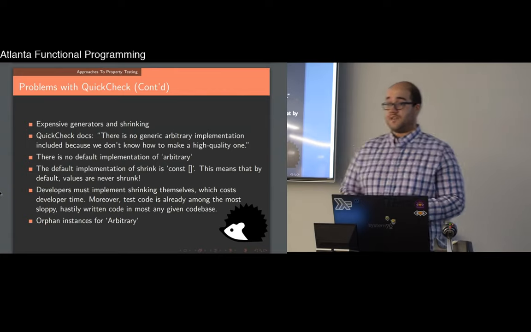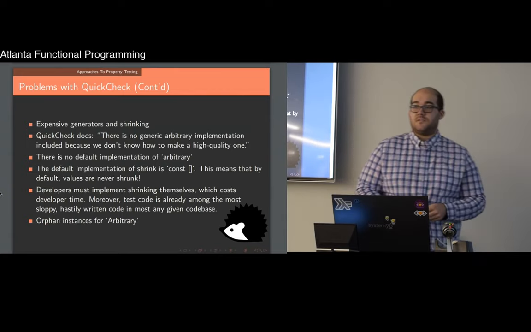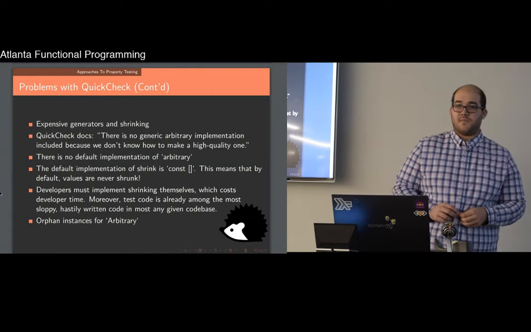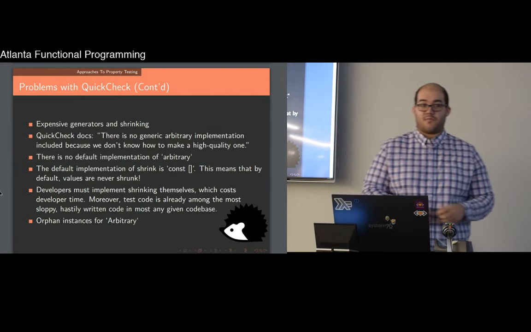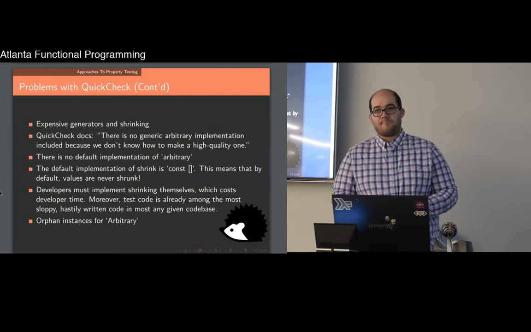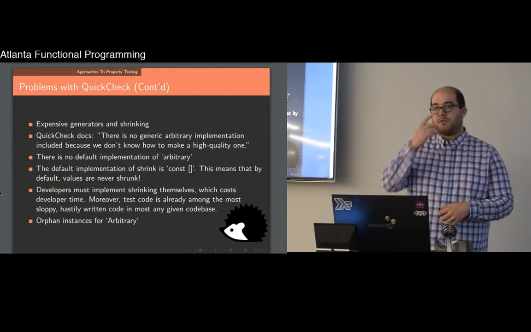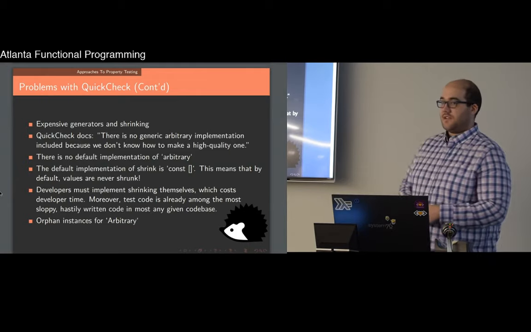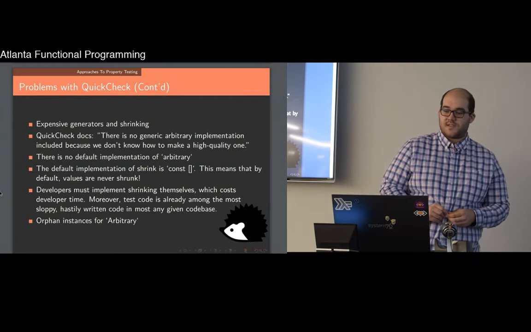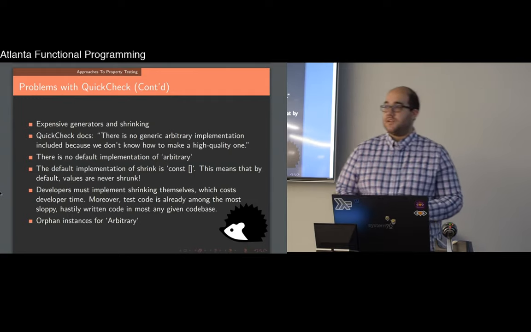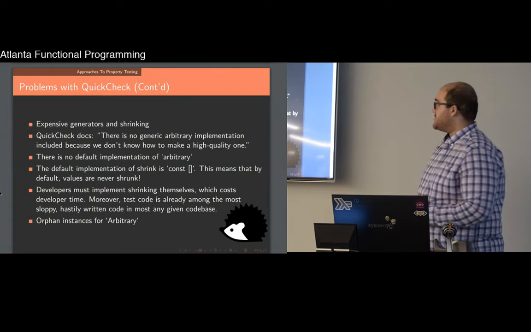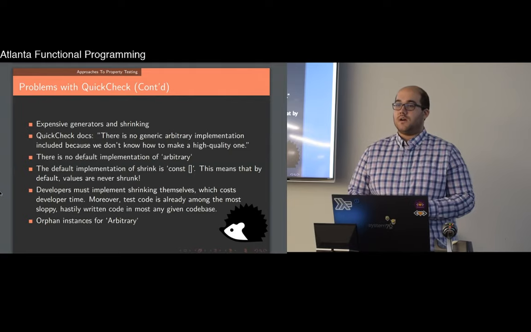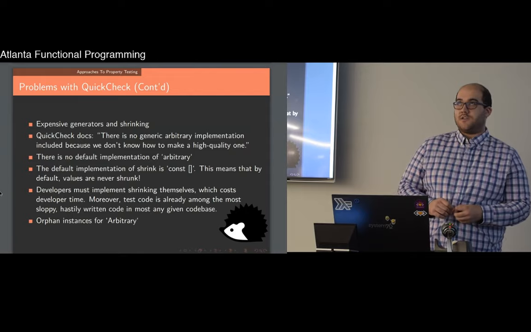Generators and shrinking are expensive. So every time you need to write a new generator, that costs developer time. It's time spent not testing and writing code that allows you to test. And of course, maybe this isn't so bad in small enough test suites, but it can get bad. I'd say the worst one is shrinking, which I'll get to in a second. So in QuickCheck, the documentation actually says there's no generic arbitrary implementation included because we don't know how to make a high quality one, which is actually a problem that Hedgehog sort of addresses.